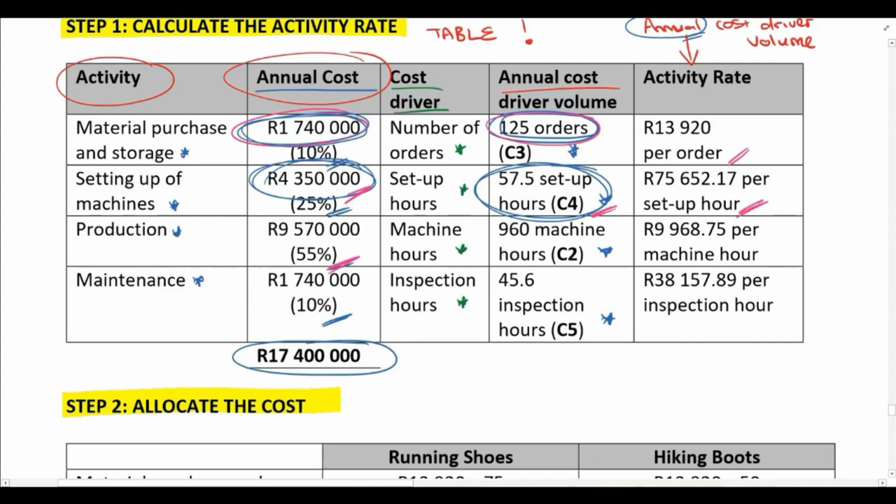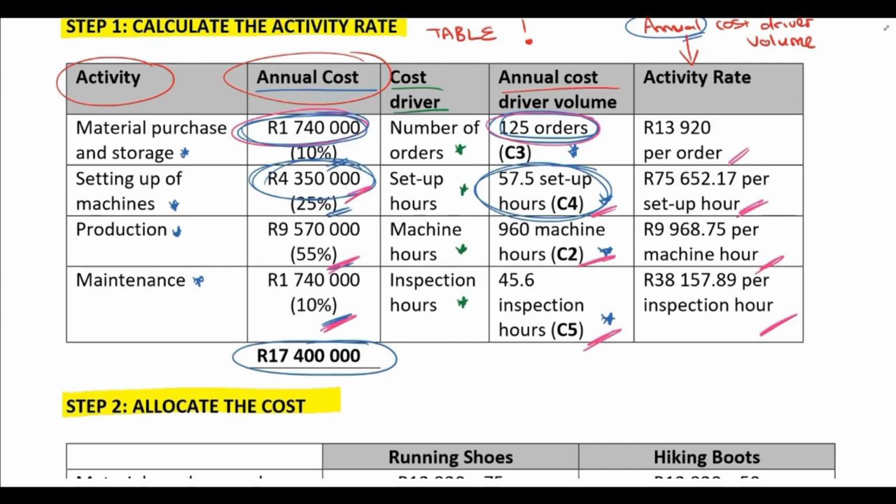The cost divided by the total machine hours, get a rate per machine hour. The cost divided by the number of inspection hours, get a rate per inspection hour. You're doing exactly the same thing. You just don't have 1 rate, you now have 4 rates. Otherwise, it's exactly the same thing.